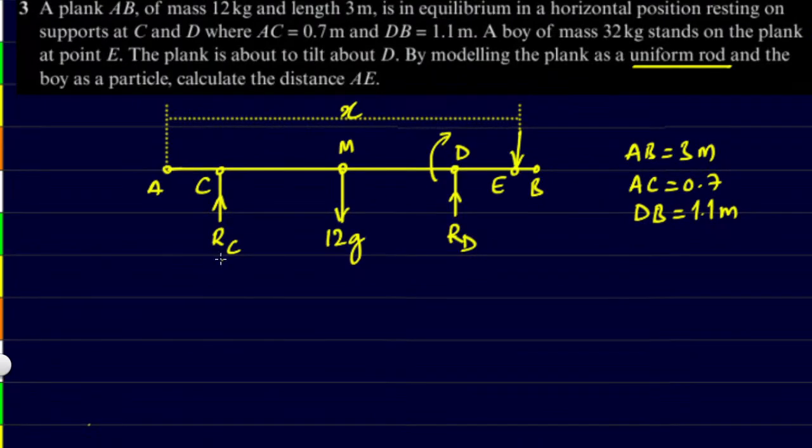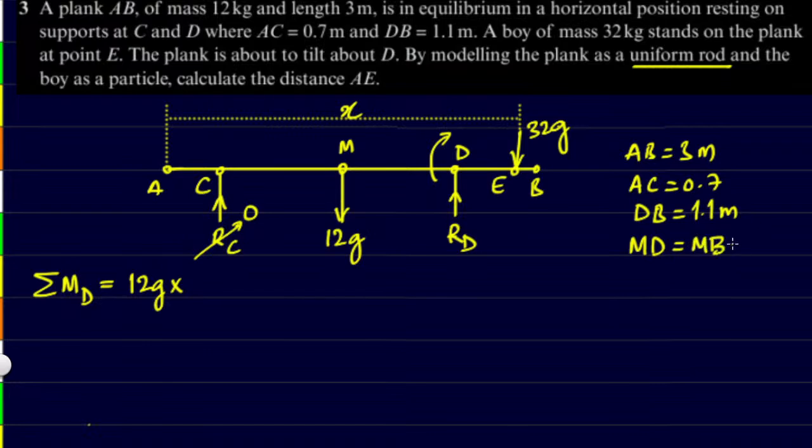So when it is tilting about D, RC value becomes 0. Correct? Yes. And the boy is weighing how much? 32 kg. So 32g is the weight of the boy. So let us go ahead and now I can directly take the sum of moments about point D, because we are not interested in finding the value of RD. We can directly go that way. So this is equal to, let's start with 12g. 12g distance is MD. How much is MD? MD can be taken as MB minus DB, correct?